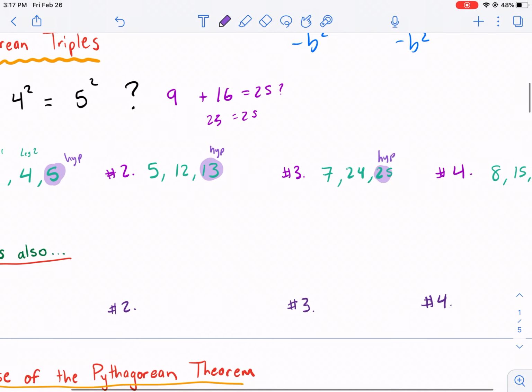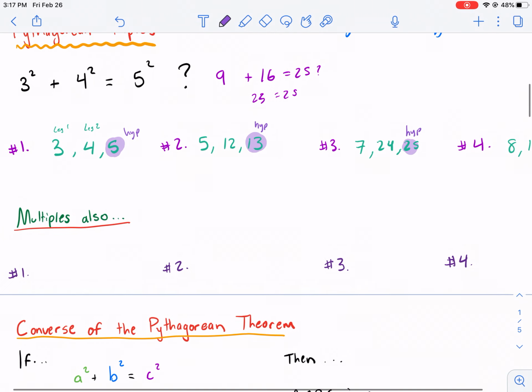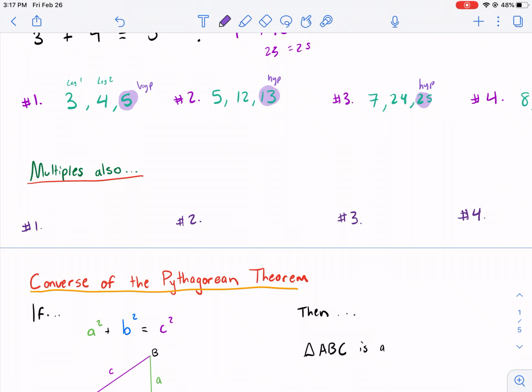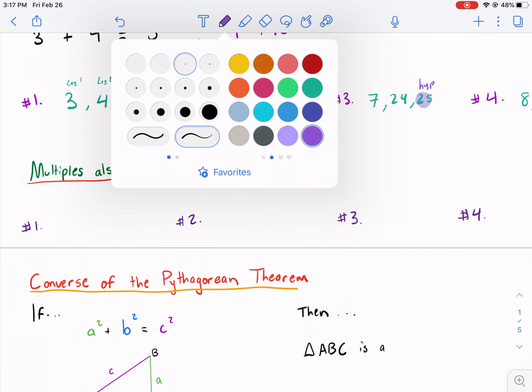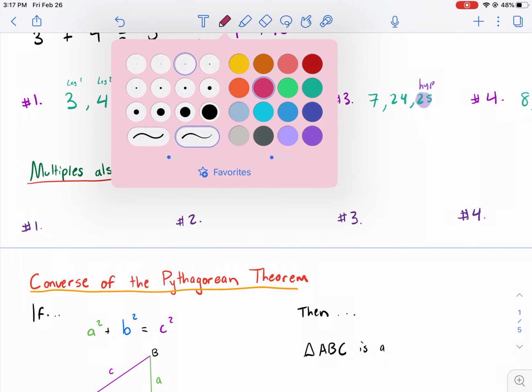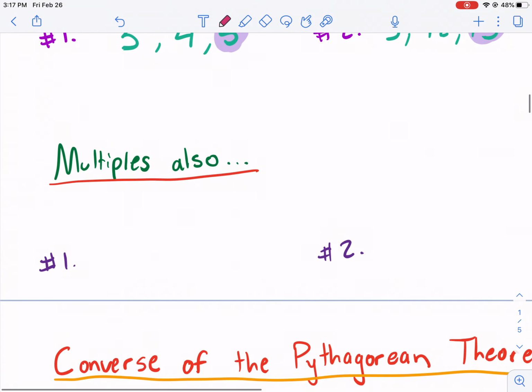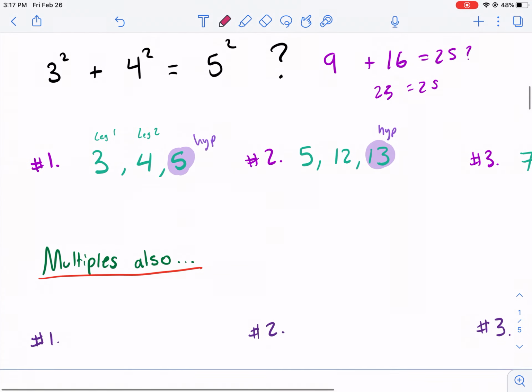Now, with these relationships, and based on what we know of similar triangles, we know that we can multiply all these triangles by the same scale factor and create more triangles that are also Pythagorean triples, okay?